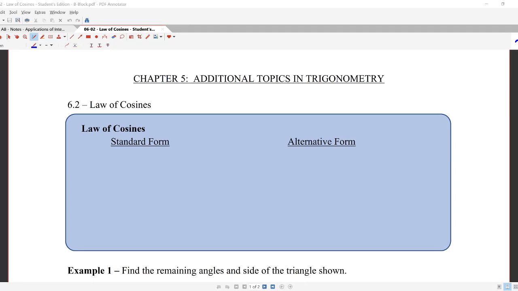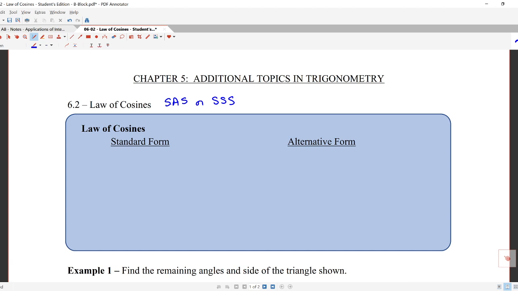All right, let's take a look at the law of cosines. This is going to be particularly useful when we are given two sides and the included angle, or if you're given all three sides of a triangle. By the way, the side-angle-side version is what we did with the area in the previous section.